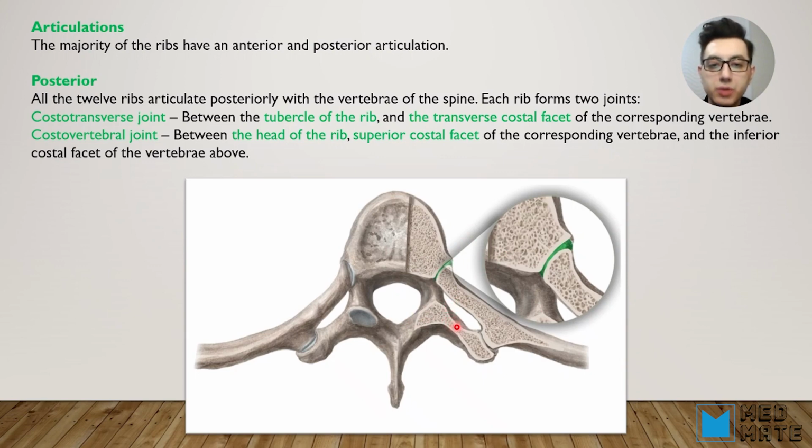Now costotransverse, as the name is implying, is in here. So costal, in another word, ribs are articulating with the transverse of the vertebrae, and we have the costovertebral joint, which is located here with the superior and inferior demifacets. Now, I told you earlier that this part of the ribs is called tubercle.